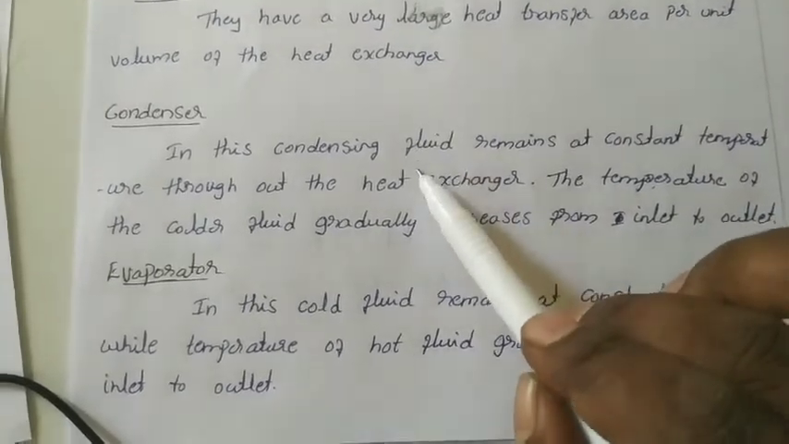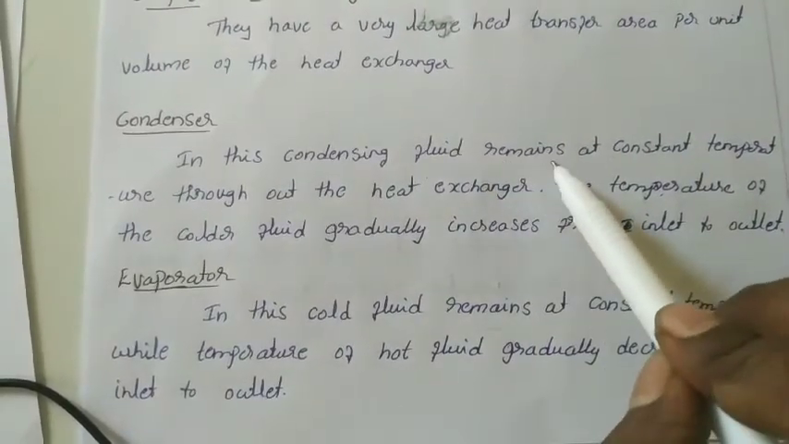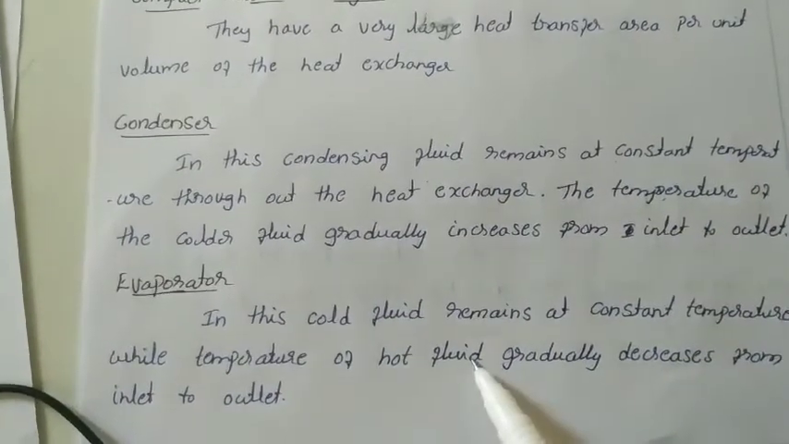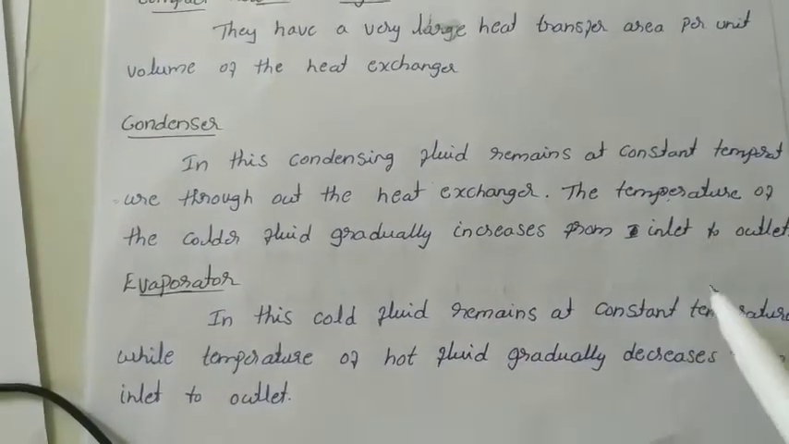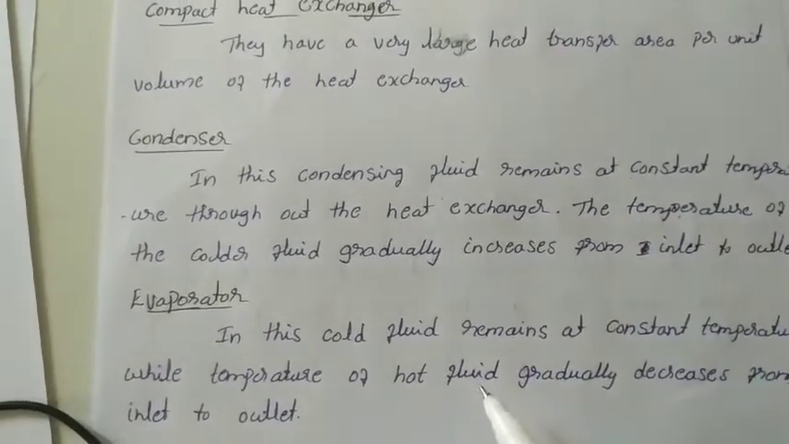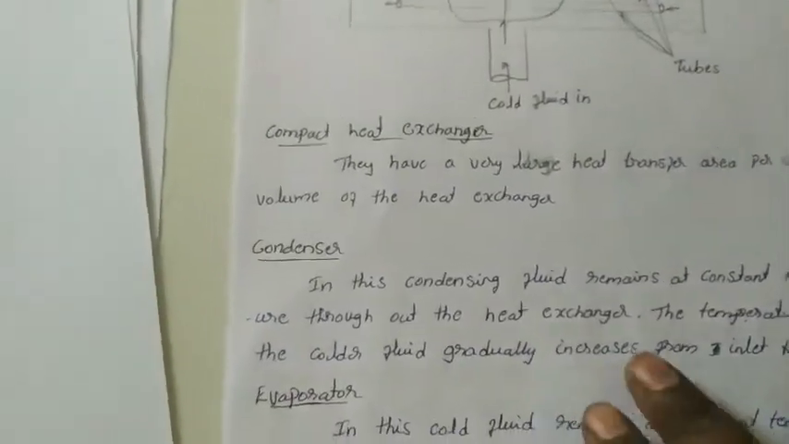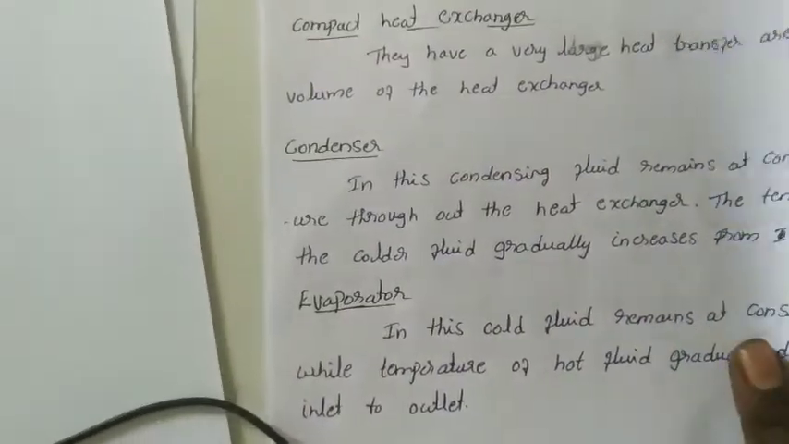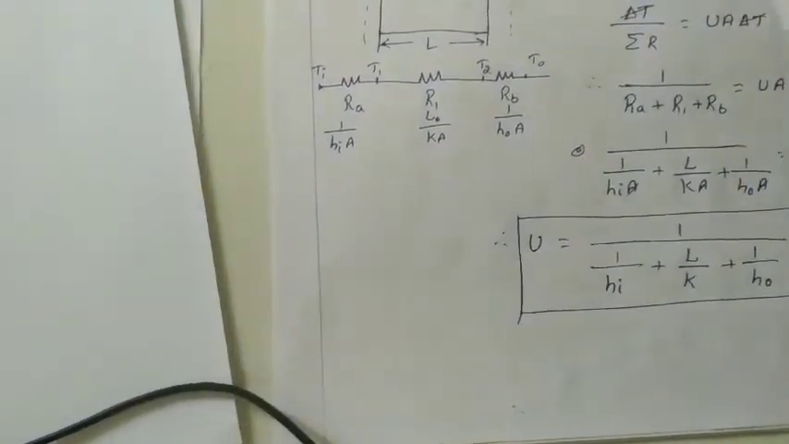In a condenser, the hot fluid remains at a constant temperature. In an evaporator, the cold fluid remains at constant temperature. So that is the difference between the condenser and evaporator. Now we will start with the next topic, which we call the overall heat transfer coefficient.